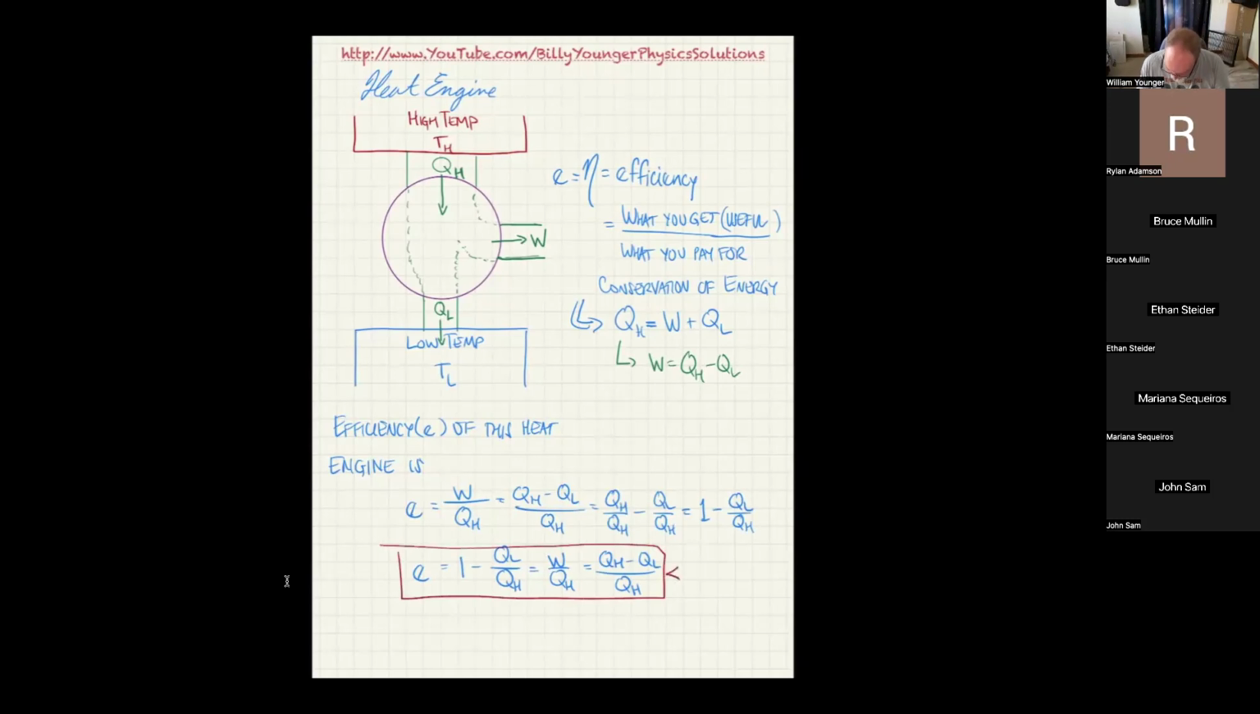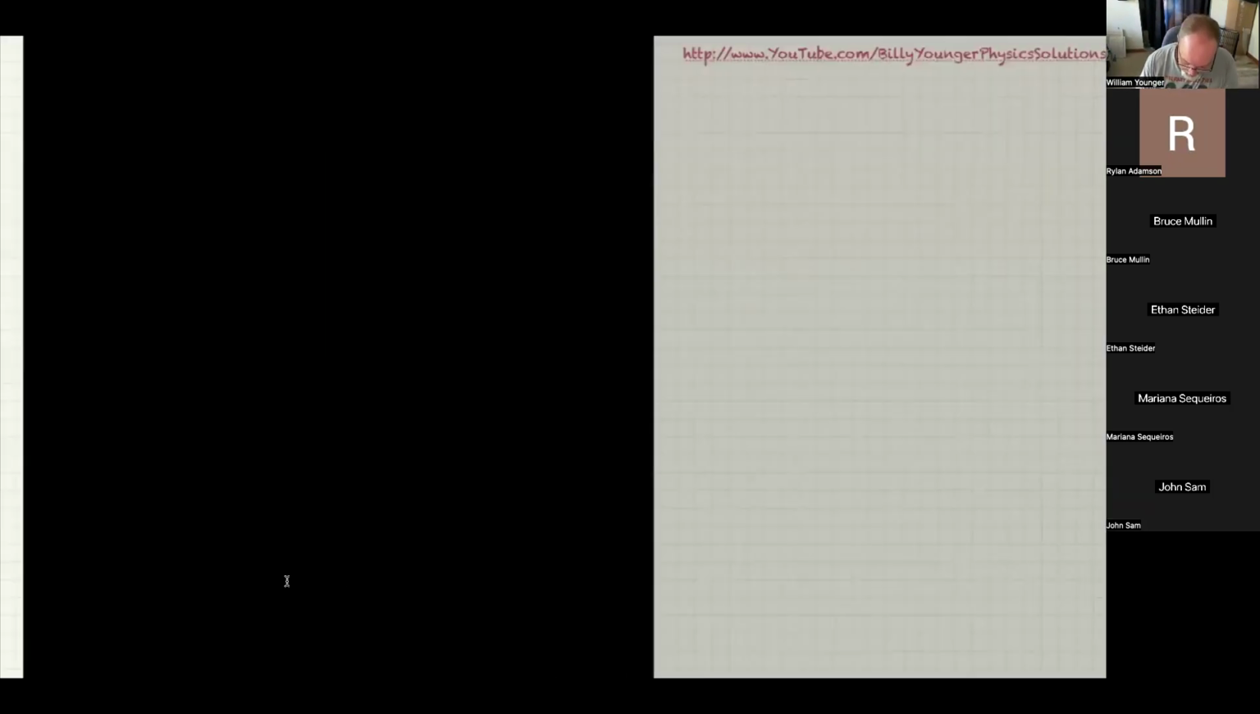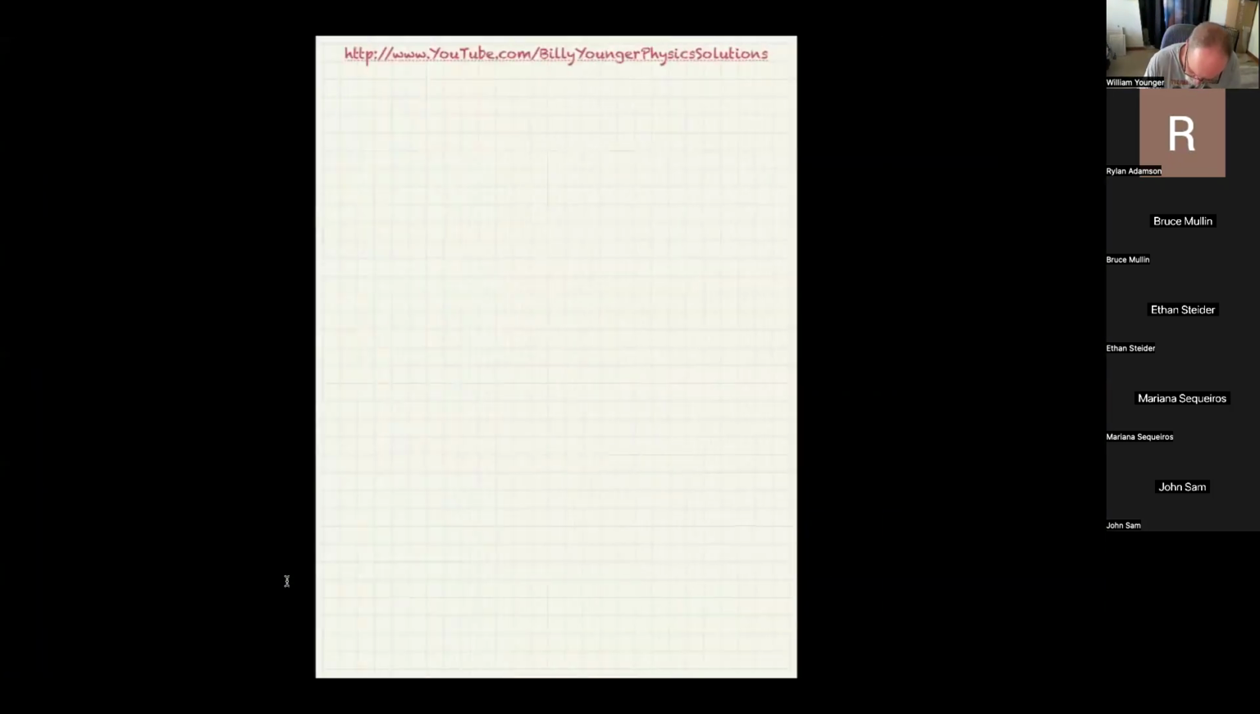So any heat engine has this efficiency. Any questions on that? All right, so let's do an example. I think I pulled too many pages. Okay.